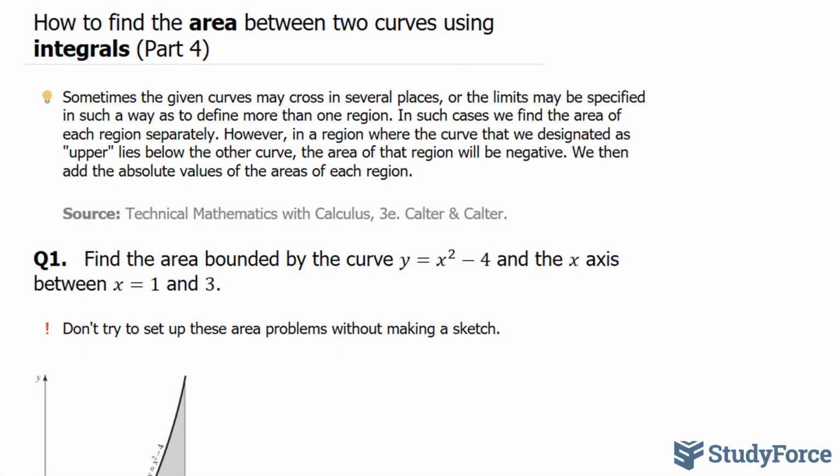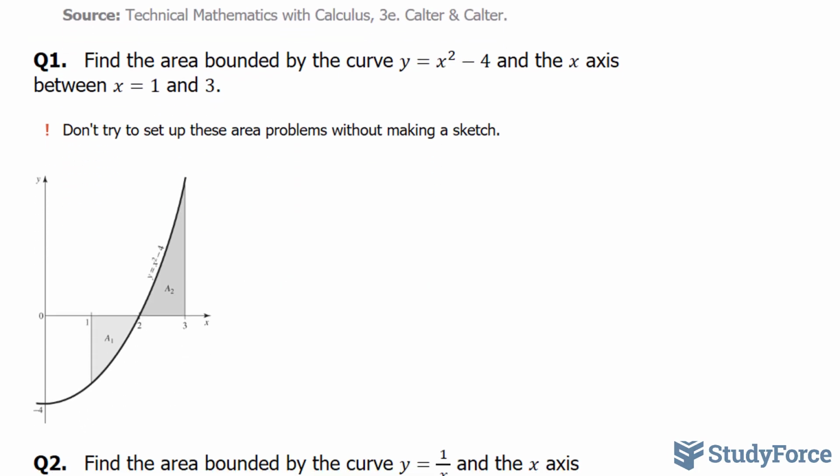However, in a region where the curve that we designated as the upper lies below the other curve, the area of that region will be negative. We then add the absolute values of the area of each region. Here's an example that illustrates what we just discussed.